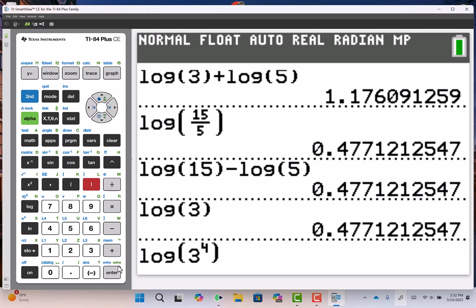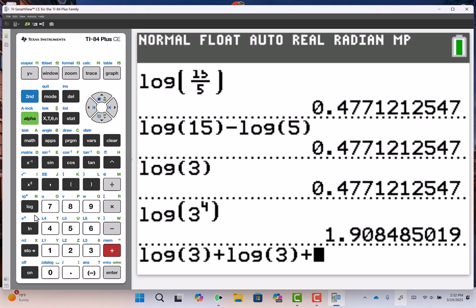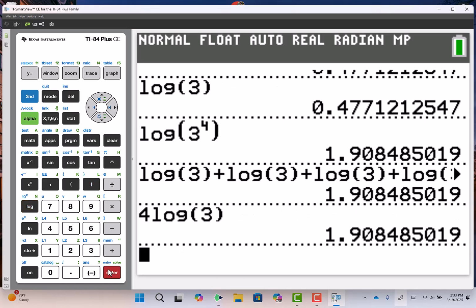Sorry, guys. Let's do this really quick because it wasn't enough. So there it is. That's log 3 to the power 4. Now check this out. Log 3 plus log 3 plus log 3 plus log 3. Bam. Look at that. Let's do it one more time. 4 log 3. Bam. Oh, it's not enough. I'll stop. Log 3, yeah.